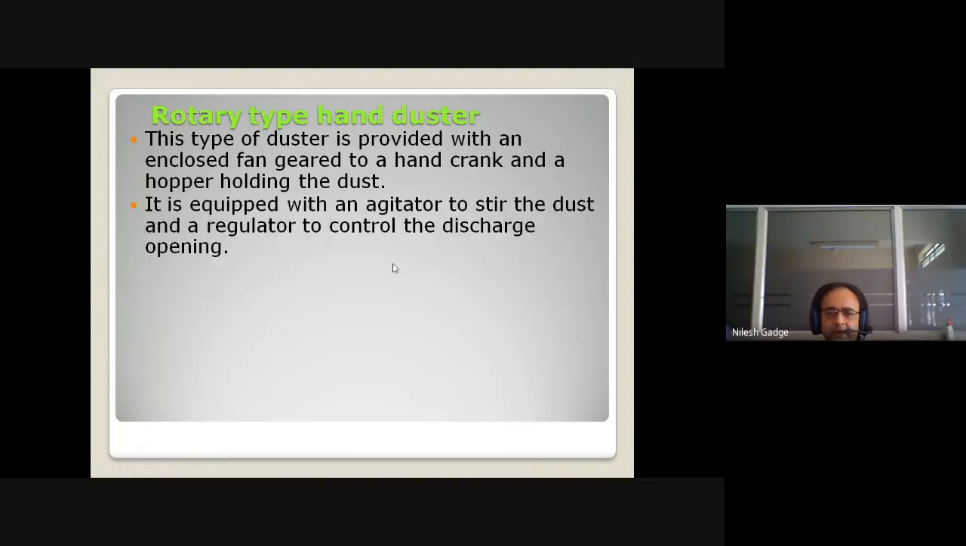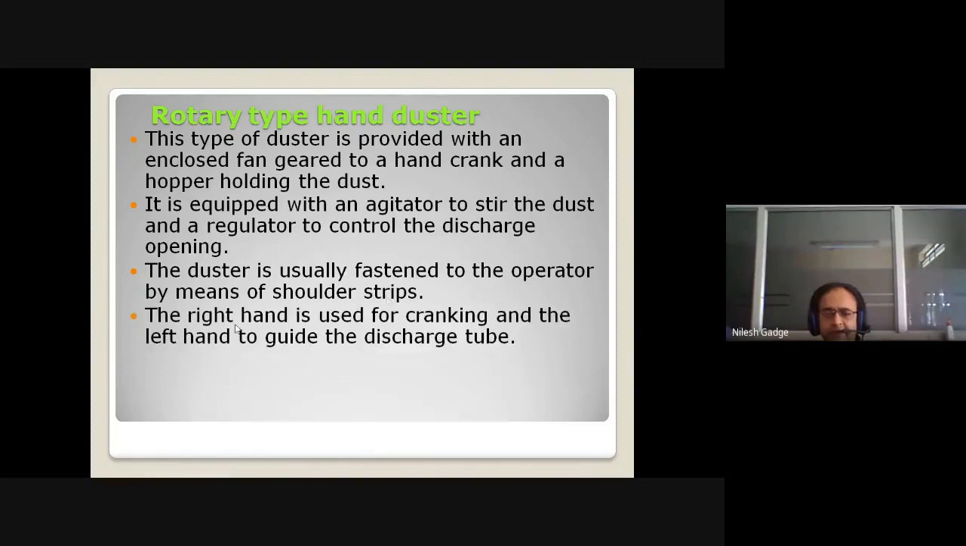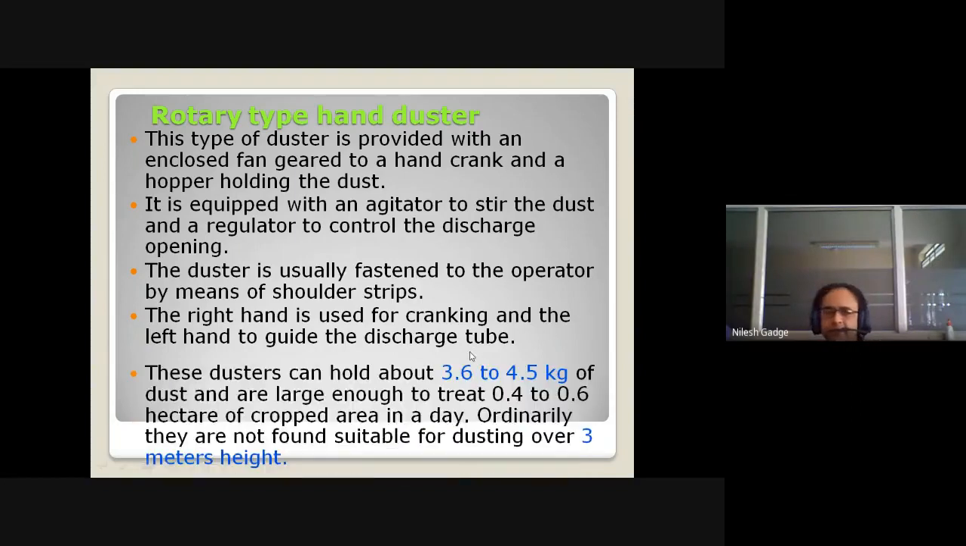Rotary type of the duster. This type of duster is provided with an enclosed fan geared into a hand crank and a hopper holding dust. It is equipped with an agitator to stir the dust and a regulator to control the discharge opening. The duster is usually fastened or attached to the operator by means of shoulder straps. The right hand is used for cranking and the left hand is used for the discharge tube.